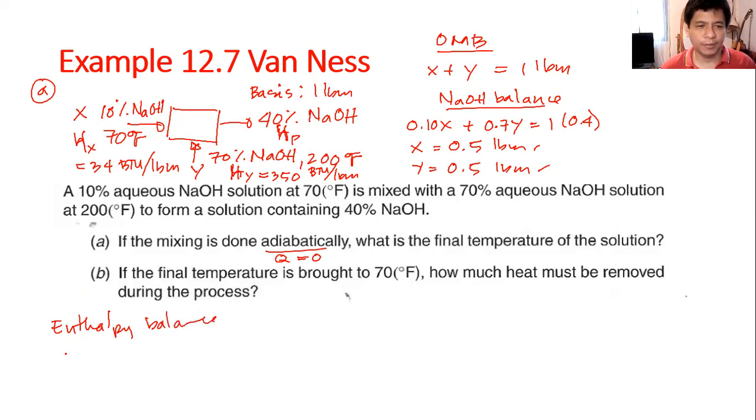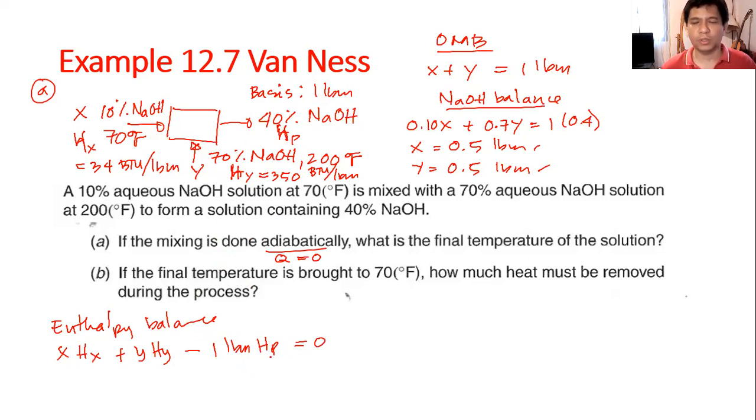It would be X times HX, because it is entering, so positive. Plus this one, Y times HY. Okay? Then this one is leaving, so minus, because it's going out. The base is 1 pound mass, so minus 1 pound mass times HP, which means the enthalpy of the product. It's adiabatic, so we equate this to 0.